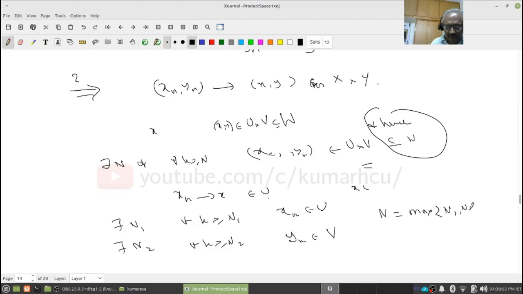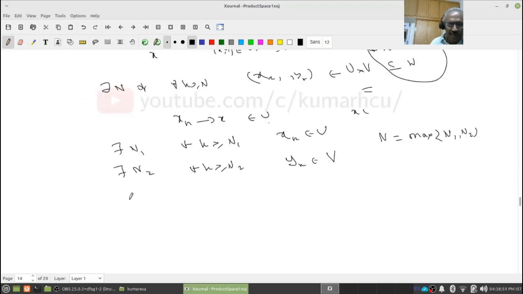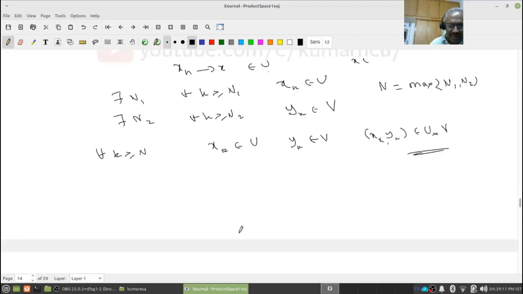So now all of you know the standard trick. Take n1, n2 and their maximum n. Then if k is greater than or equal to n, what happens? My xk lies in U and yk also lies in V. Therefore, the ordered pair (xk, yk) lies in U cross V. So I proved it. Yeah? Is it clear? So we proved the result whatever we wanted.